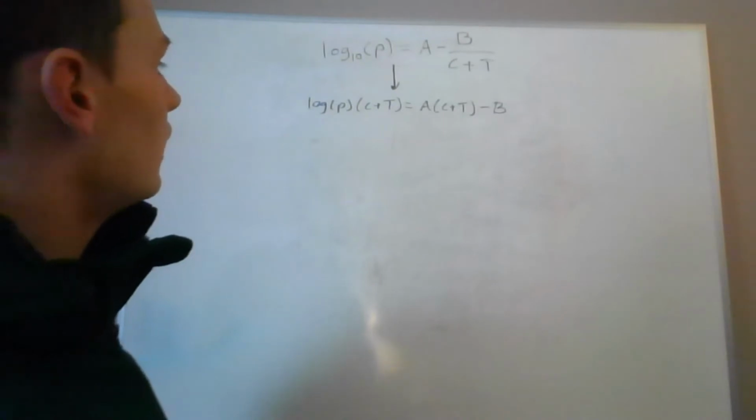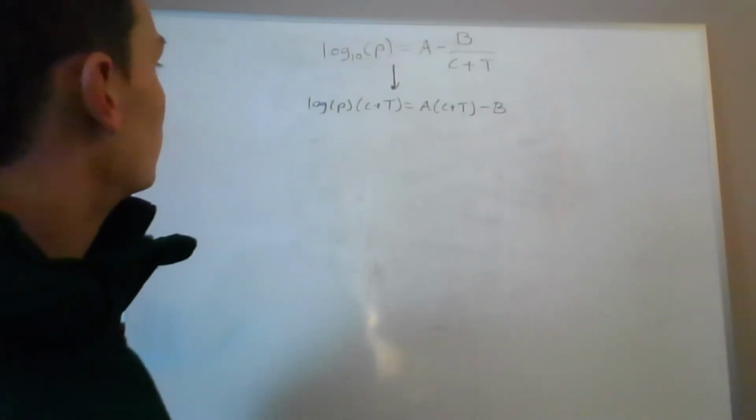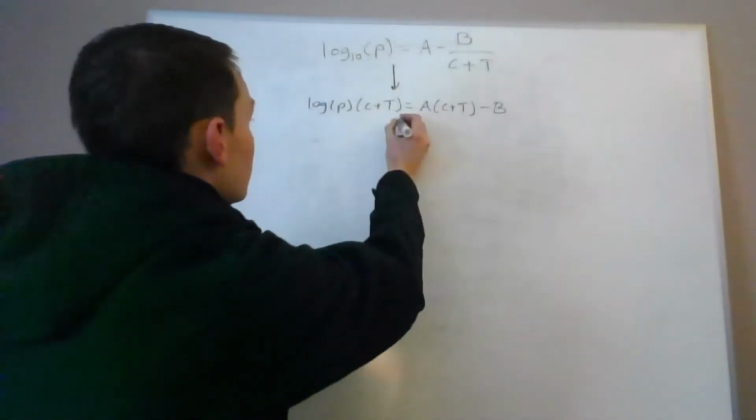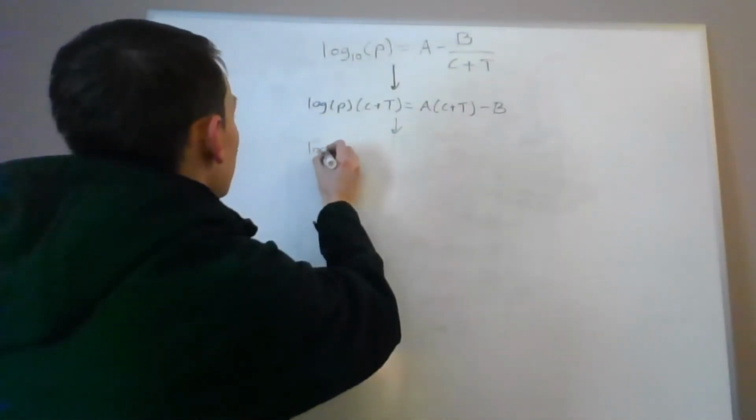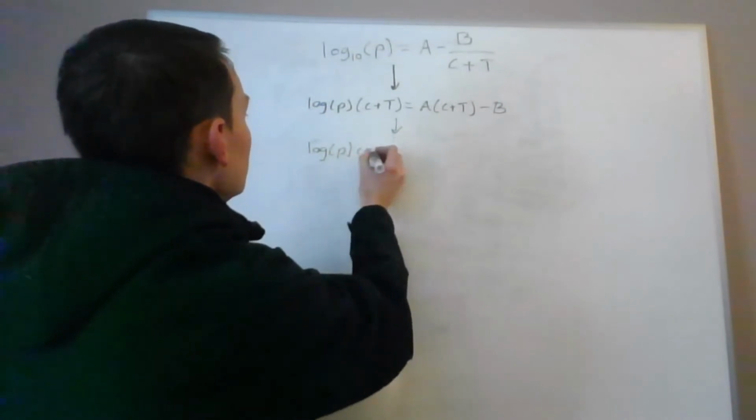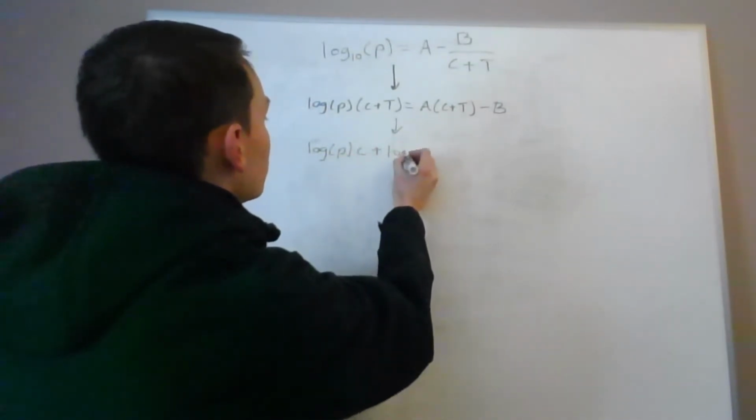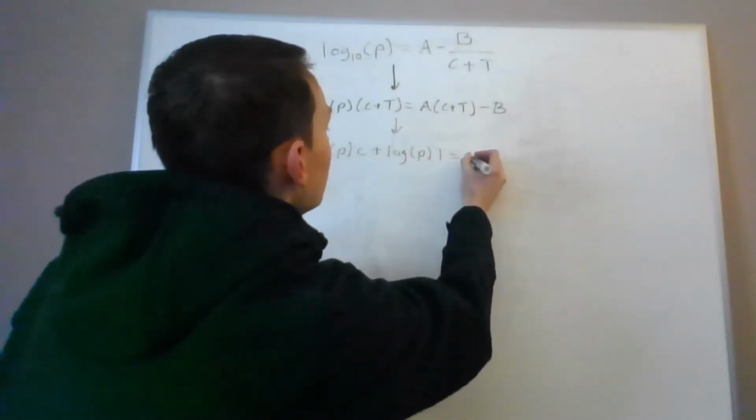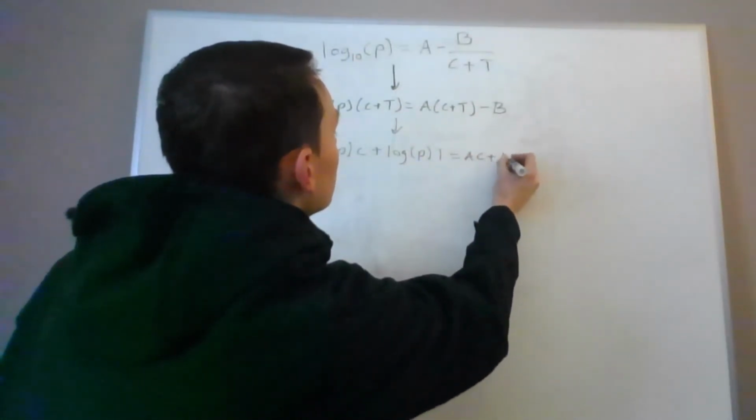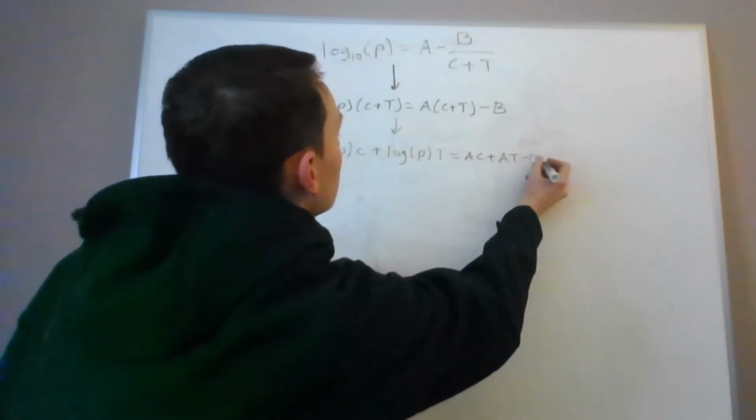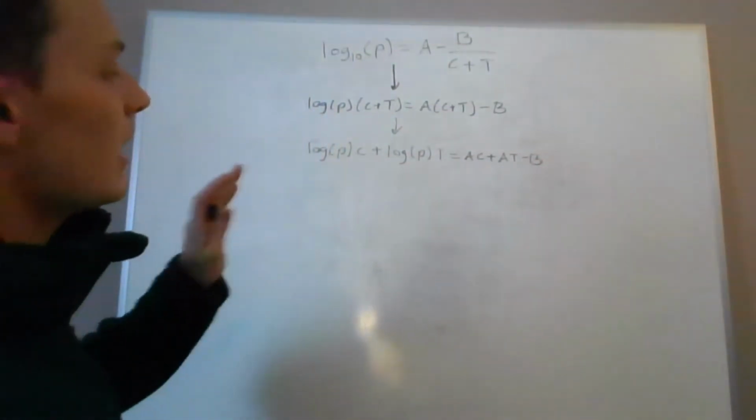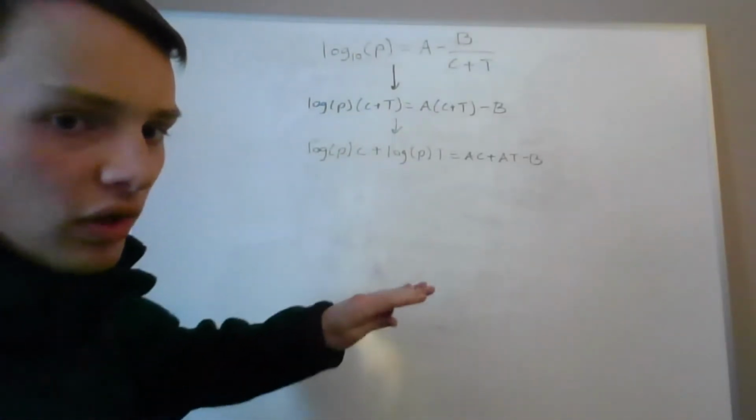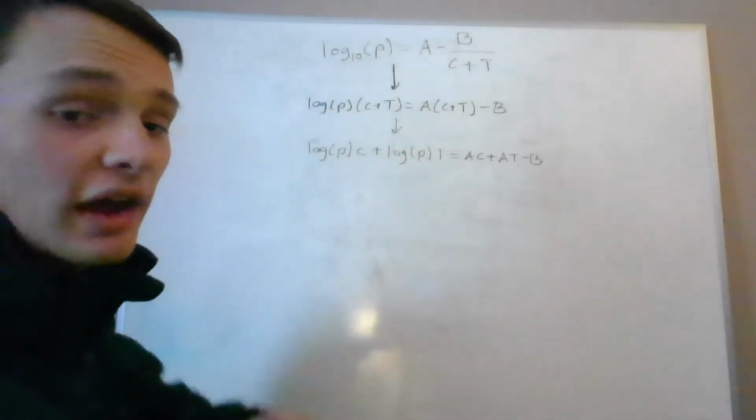Okay? And we can distribute our terms here. So let's see what that gives us. We have the log of pressure times C plus the log of pressure times T equals AC plus AT minus B. Excellent. And now that we've done this, we can rearrange our terms a little bit to get all of those unknown coefficients on one side.